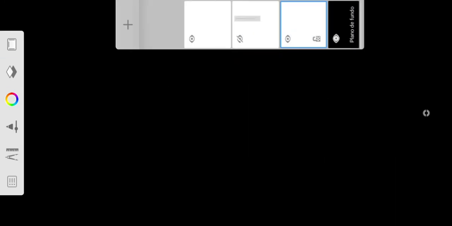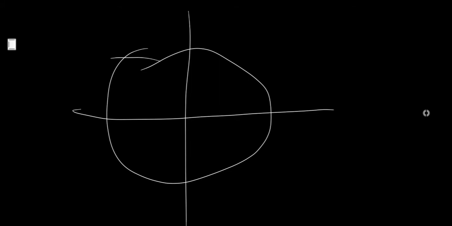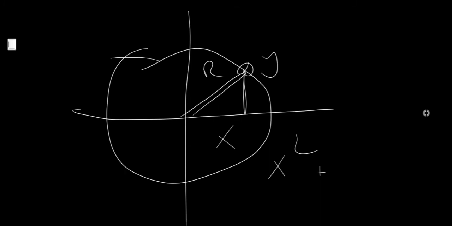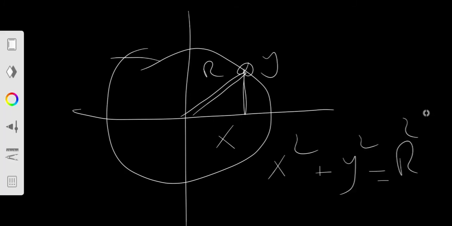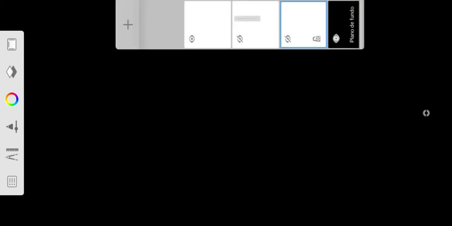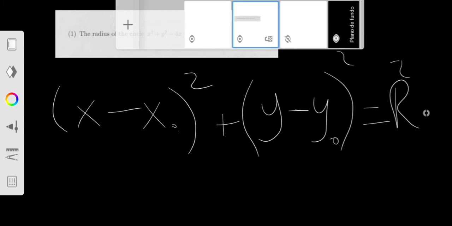Well, it is actually simple. We are talking about a circle, right? So it would look like this, and this would be the radius. Any point on the circumference would have this as x and this as y, right? So x squared plus y squared is equal to the radius squared, right? This is where it comes from. But as we can move the center, the general formula would be this one over here.